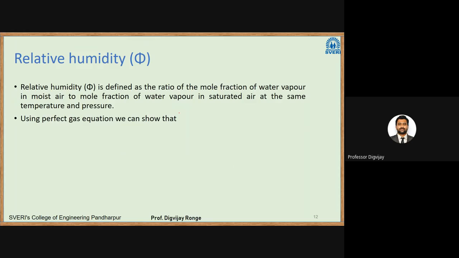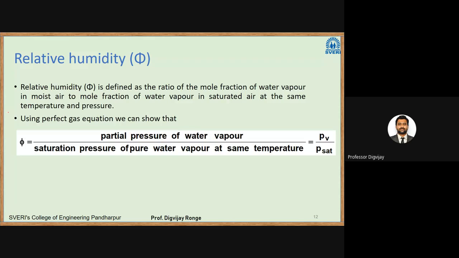So relative humidity. Relative humidity is defined as the ratio of mole fraction of water vapor in moist air to the mole fraction of water vapor in saturated air at the same temperature and pressure. Okay. So using the perfect gas equation, we can show that this relative humidity is equal to the partial pressure of water vapor. This means what is the current partial pressure of water vapor.